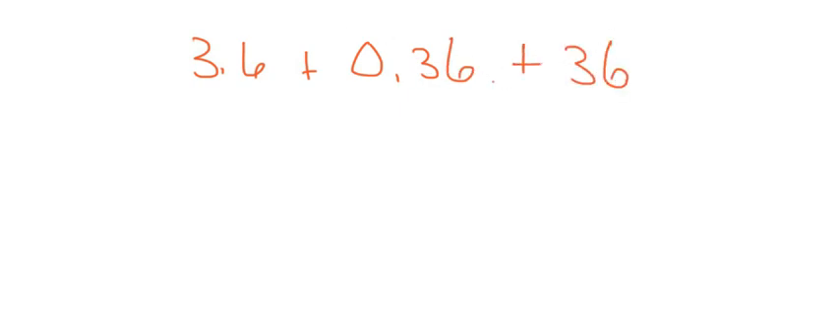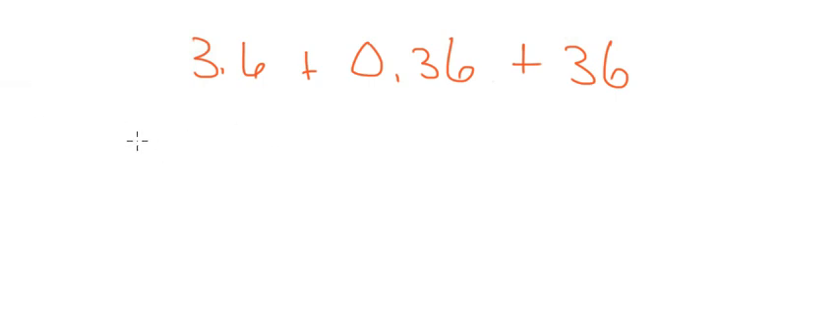Now we're talking about adding, subtracting, dividing, or multiplying decimal numbers. And the book gives us this problem. It says we have 3.6 plus 0.36 plus 36. Let me erase this decimal right there.